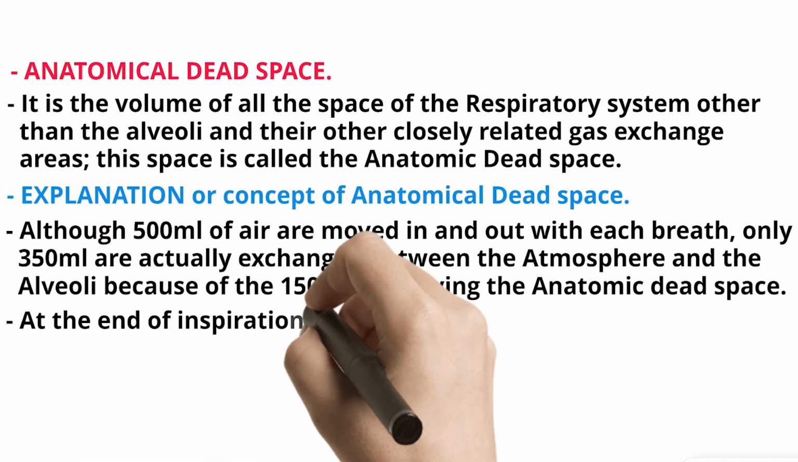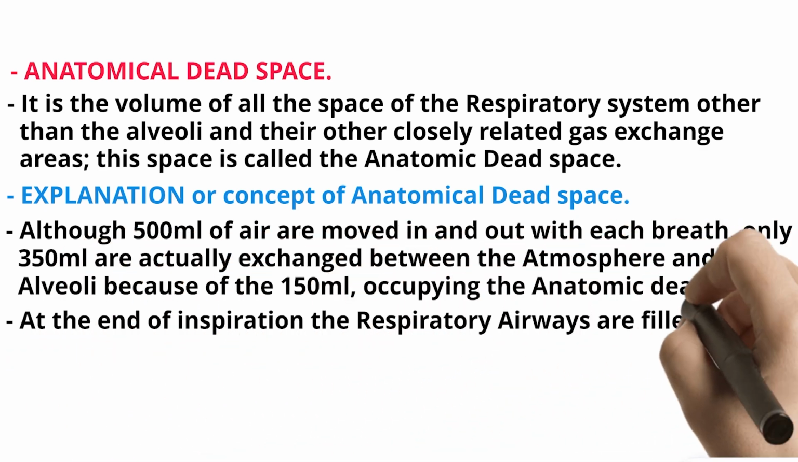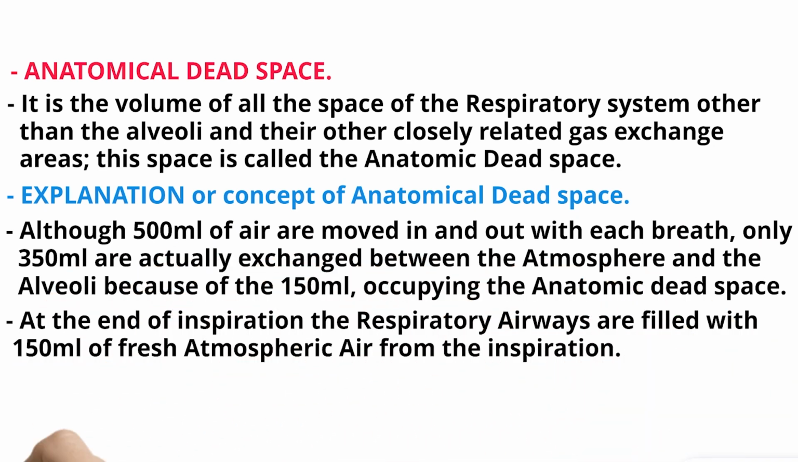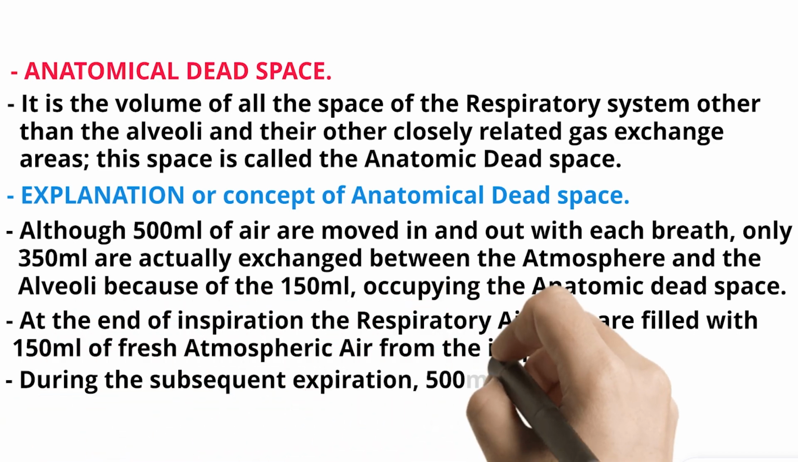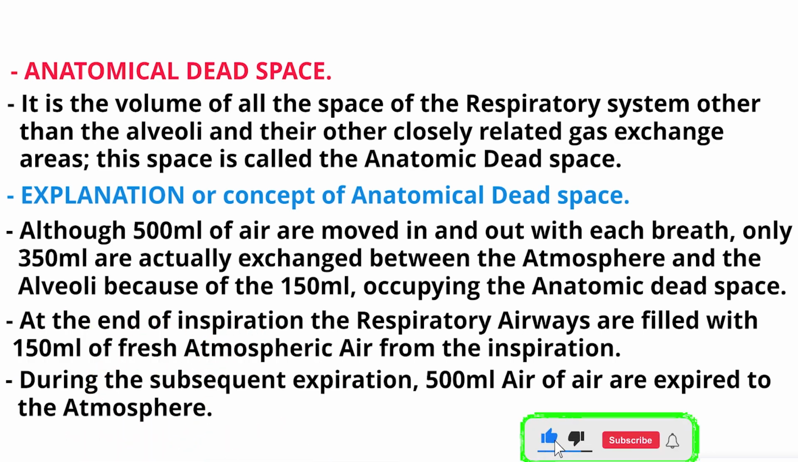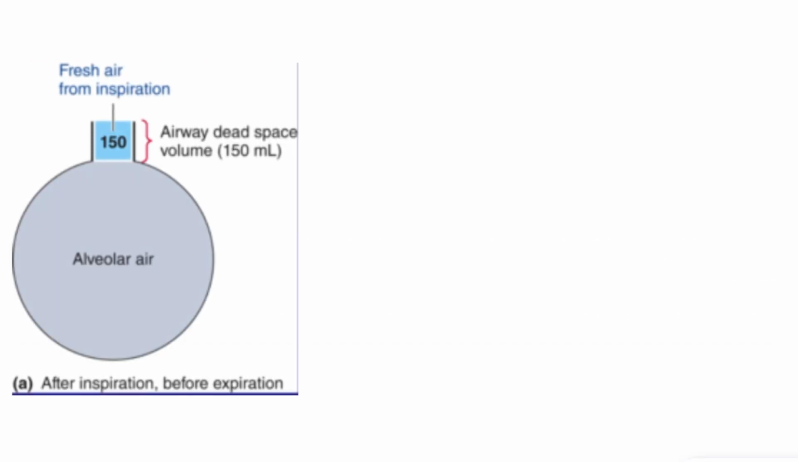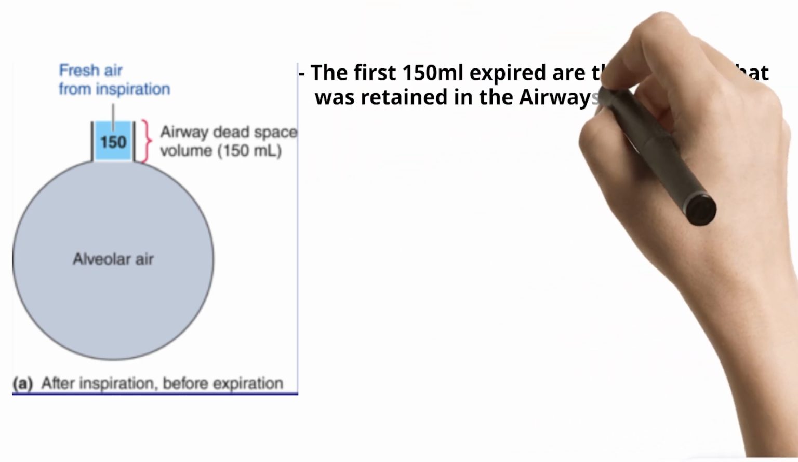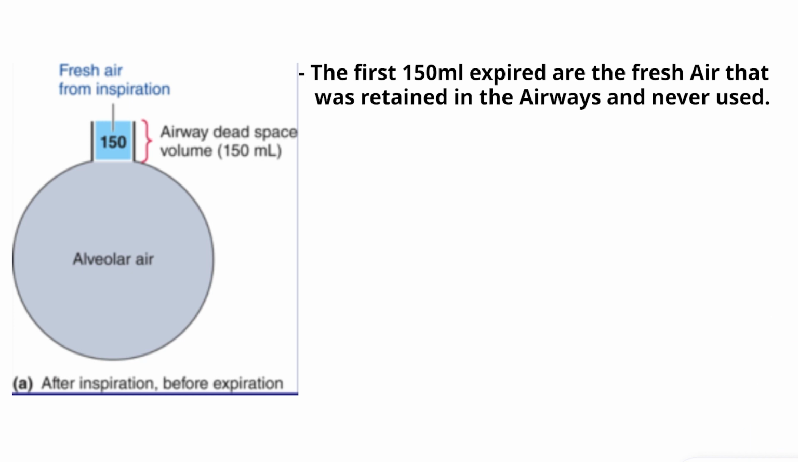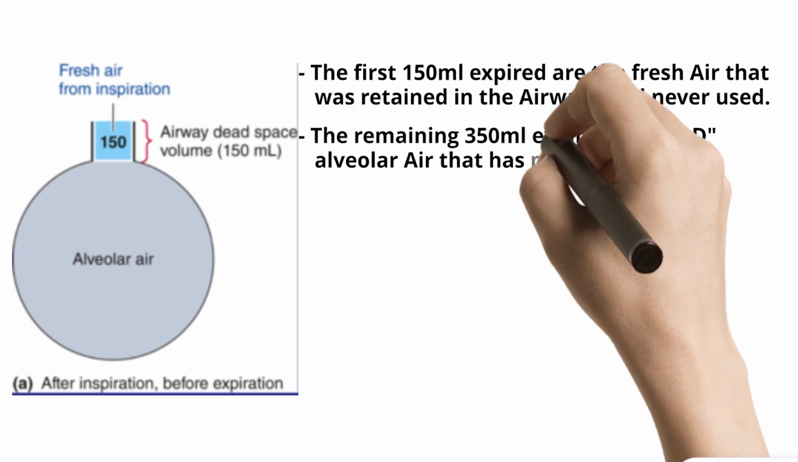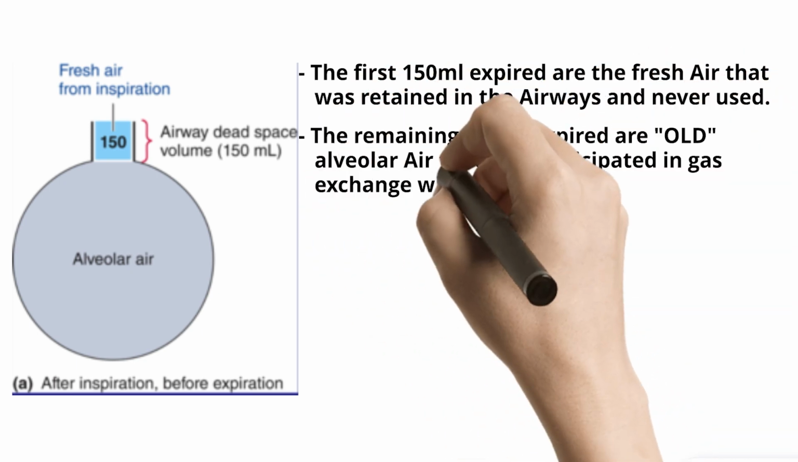At the end of inspiration, the respiratory airways are filled with 150 milliliters of fresh atmospheric air from the inspiration. During the subsequent expiration, 500 milliliters of air are expired to the atmosphere. The first 150 milliliters expired are the fresh air that was retained in the airways and never used. The remaining 350 milliliters expired are old alveolar air that has participated in gas exchange with the blood.